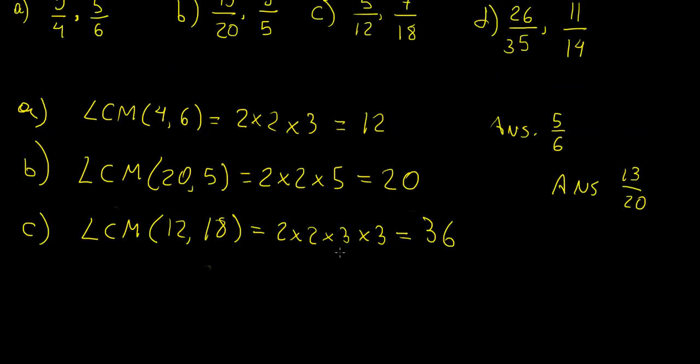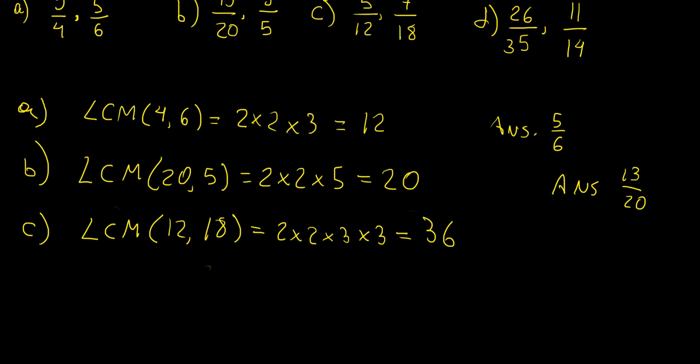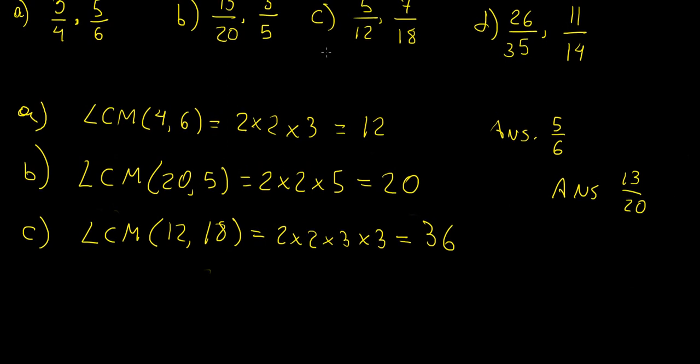So now what we do is we look at these pairs of numbers and we say, okay, how much do we need to multiply the first one with to make it 36? Well, we multiply both numerator and denominator by 3. So that's going to become 15 on 36. And then for this one, we just multiply those by 2. So that's going to be 14 on 36. So clearly, this one is larger than that one. So we say that 5 on 12 is the larger fraction.